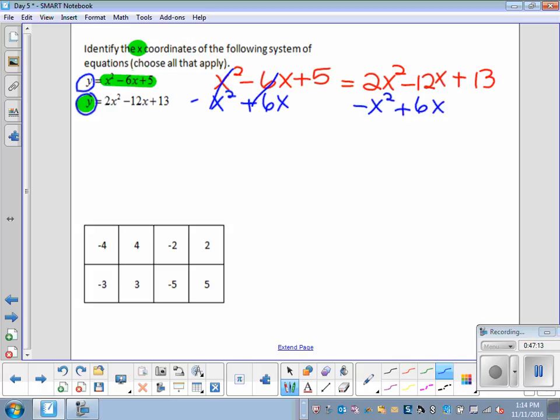All right, move everything over. Okay, you guys are rushing me. All right, there we go. 2x squared minus 1x squared gives me what? X squared. Negative 12x plus 6x gives me... 13 minus 5 gives me what?